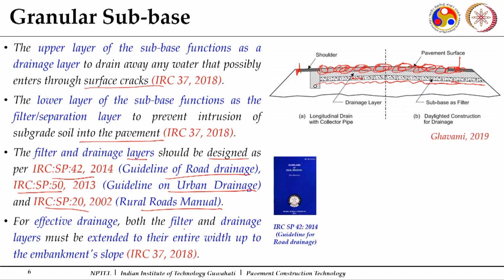For effective drainage, both the filter and drainage layers must be extended to the entire width of the embankment slope. This is very important. If I do not have these drains at the edges, this entire layer has to be extended to the edges. Otherwise, you can see on the top, the bound courses are extended up to this one only. But when it comes to your granular courses specifically, they are extended to the pavement edges. This is your shoulder and this. So, they should be daylighted so that water moves through it, this side and this side, and comes out of it. So, this is an important aspect.